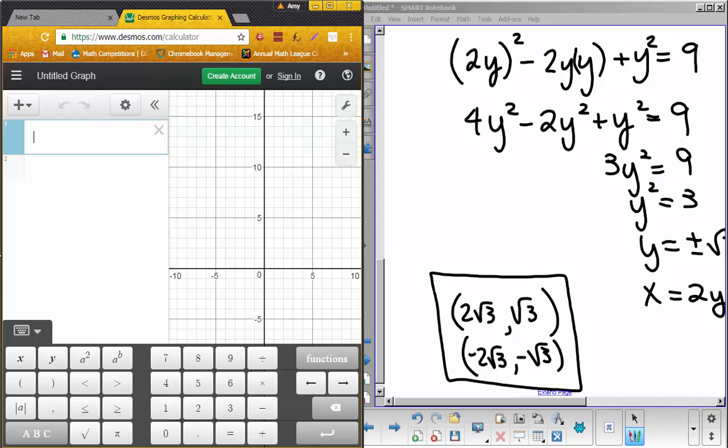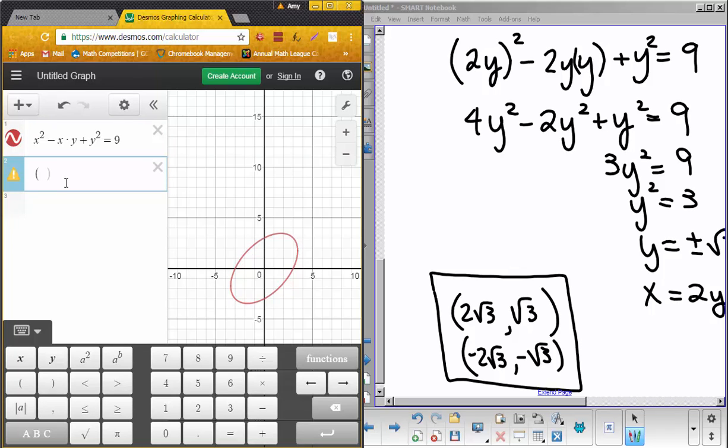Now, sadly, we cannot graph implicit graphs on our calculator. I mean, we could, but it's way too complicated. Minus x times y plus y squared equals 9. What is that? It's an ellipse, right? Now, what points did we say? We said we had a point at, let's graph it, 2 root 3.